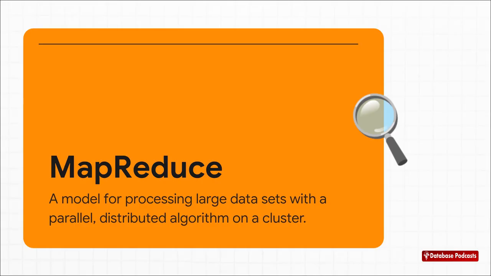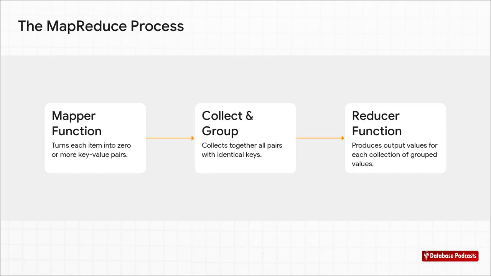Okay, so what is MapReduce? Well, think of it like this. It's a programming model, kind of like a recipe, for taking a gigantic job, chopping it up into a bunch of tiny pieces, and then having a whole cluster of computers work on those pieces all at the same time. The real magic is that the framework handles all the complicated coordination for you. The whole process breaks down into three main stages. You've got the mapper function, then a collect and group step in the middle, and finally a reducer function. The only parts you actually have to worry about are writing the code for the mapper and the reducer.